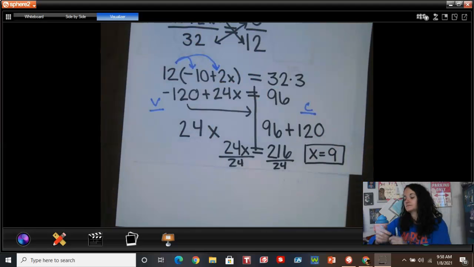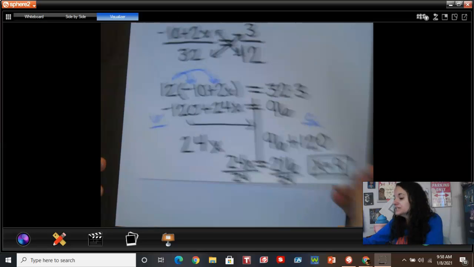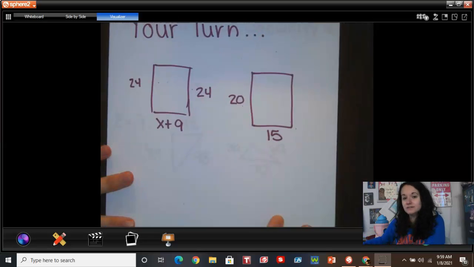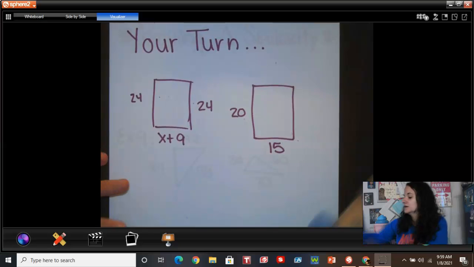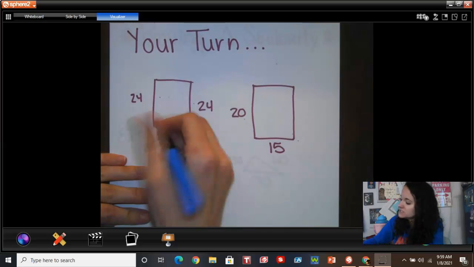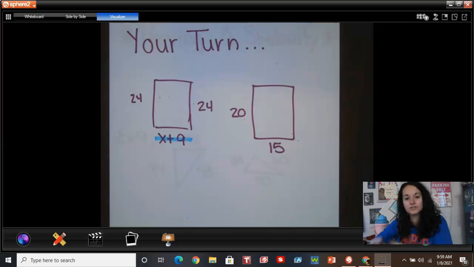Okay, I know that was a lot. These are probably the higher order thinking because they're involving more than one bit of content that we've discussed. But it is your turn. Again, I'm going to help you out before you start. Here is your x value, x plus 9. And let's see what it matches up with in our other figure. It matches up with 15.